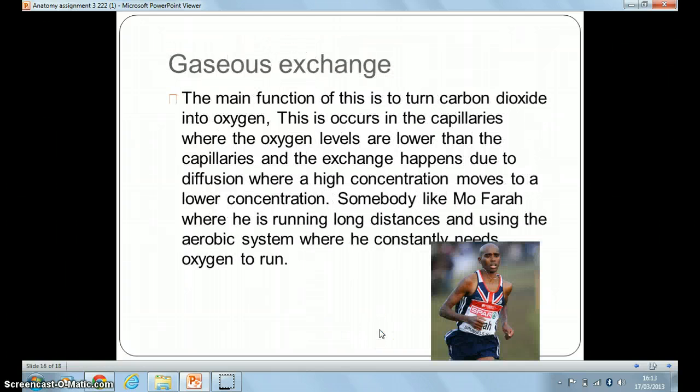The gaseous exchange. The main function of this is to turn carbon dioxide into oxygen. This occurs in the capillaries, where the oxygen levels are lower than the capillaries, and the exchange happens due to diffusion, where a high concentration moves to a lower concentration. Somebody like Mo Farah, where he is running long distances and using the aerobic system, where he constantly needs oxygen to run.